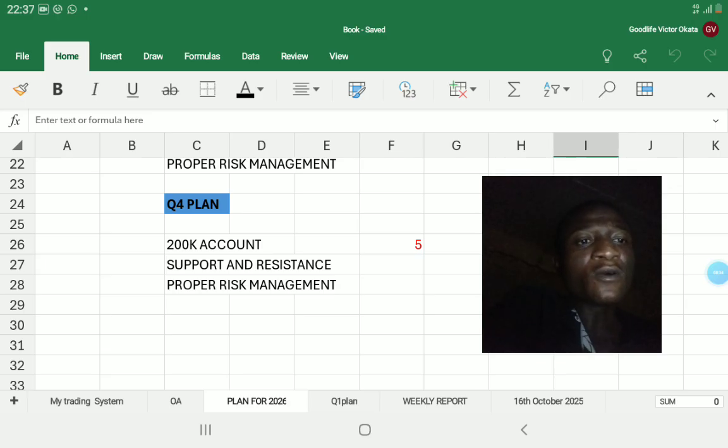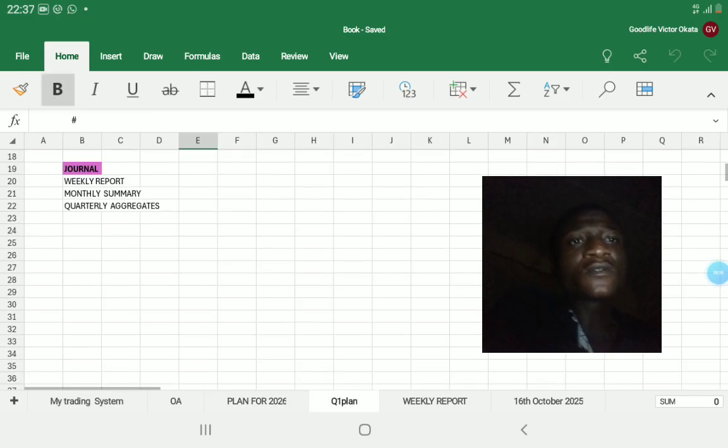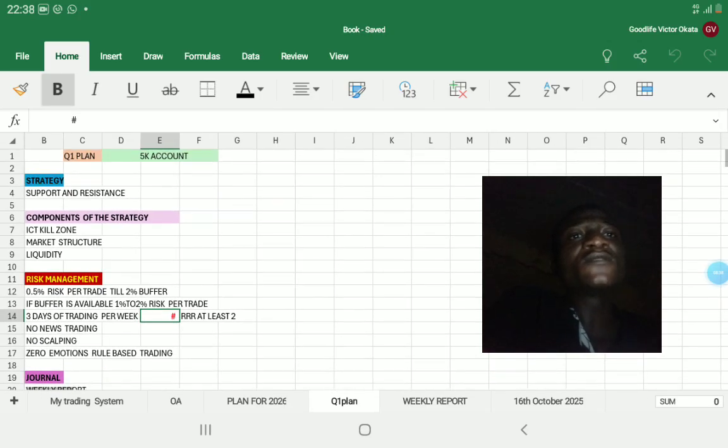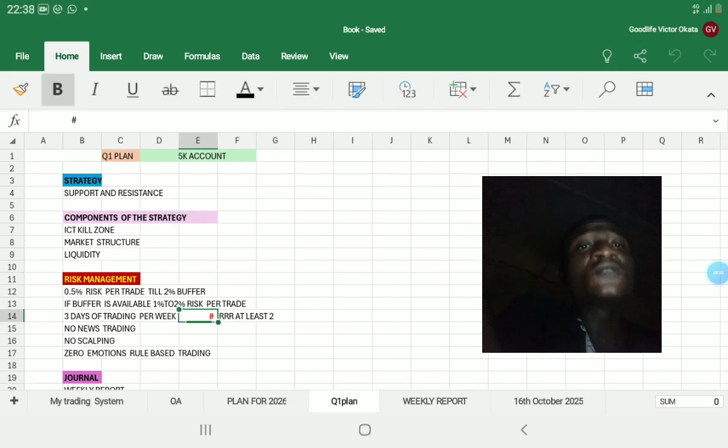Then let's go to the quarter one plan. So this quarter one plan, how do I expect to do it? What do I want? How do I go about my trading in quarter one? That is what this whole thing is all about, the whole trading thing within this quarter. So it's as simple as this.